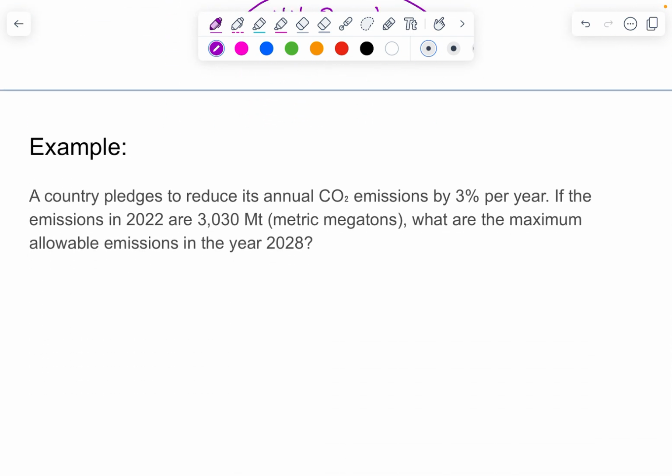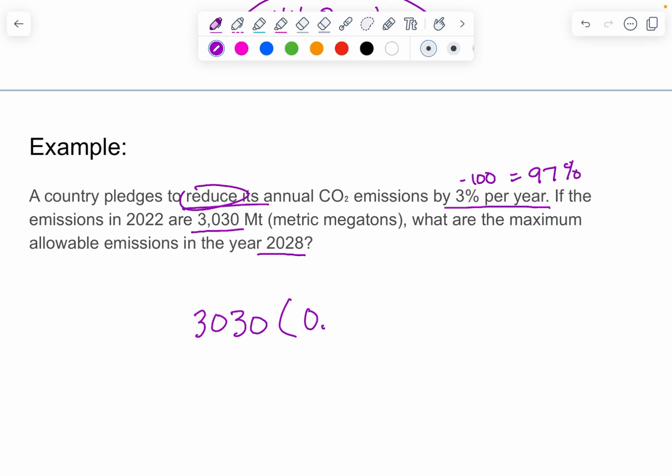A country pledges to reduce its annual CO2 emissions by 3% per year. So we're reducing by a percentage. If the emissions in 2022 are 3,030 metric megatons, what are the maximum allowable emissions in 2028? So in 2022, they were at 3030. And it's going to decrease by 3%. So we want to subtract the 100, brings us to 97%. So in our equation, that's 0.97, because that's it in decimal form. Again, we're dividing that by 100 to convert that if you're not sure. And then we have our x.